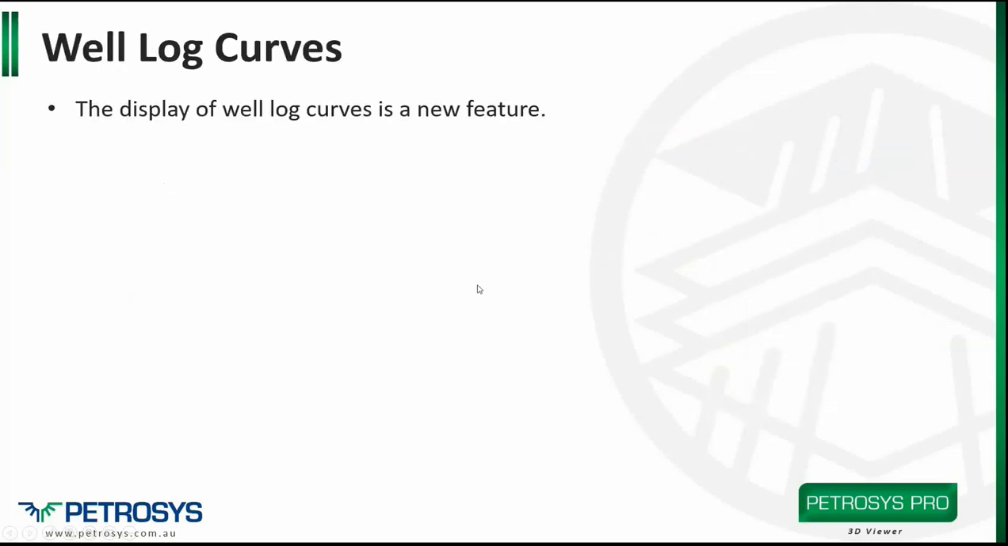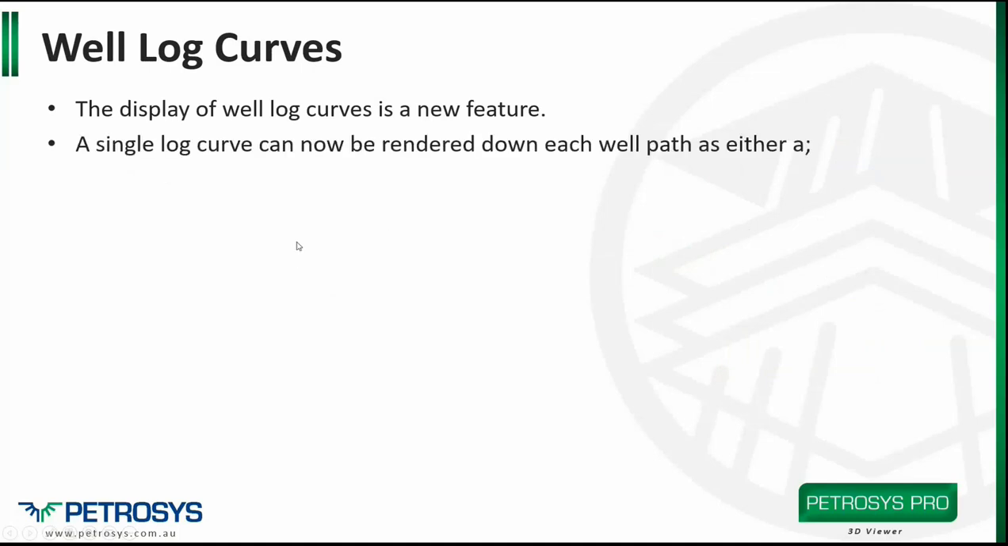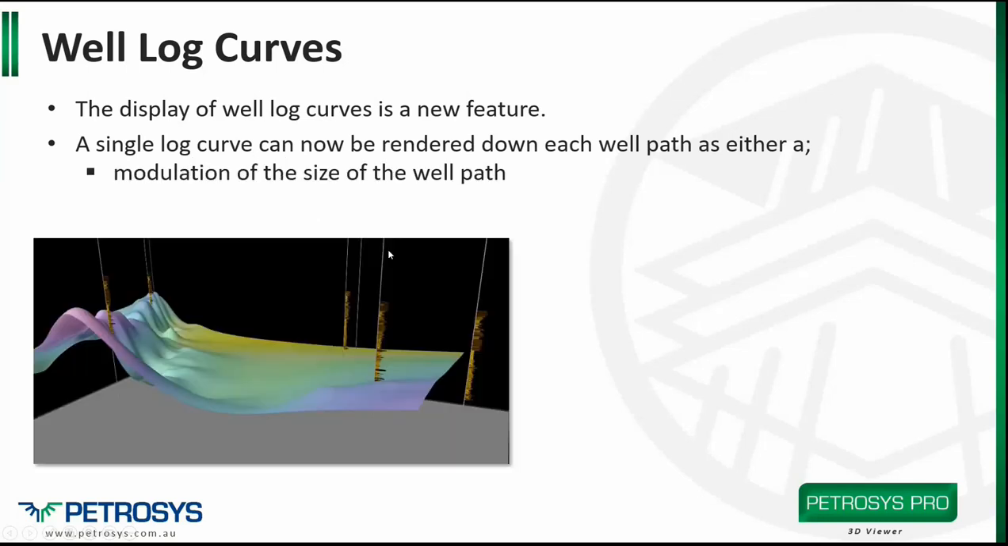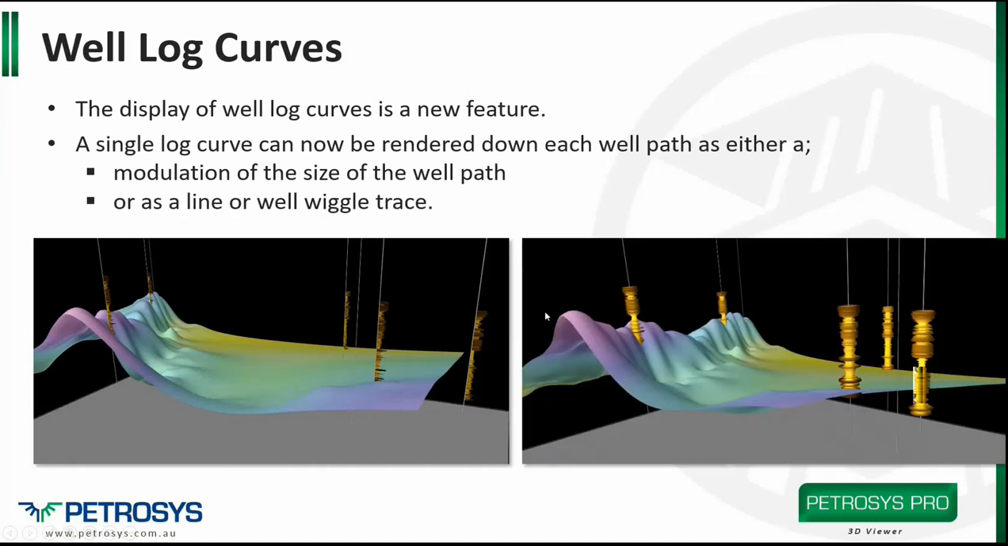We've implemented log curves. We've been able to display log signatures in Petrosys mapping for a while now, and we've added in that feature to be part of the 3D viewer. So a single log curve can now be rendered down each well path as either a trace down the side, which we can also decide the direction of orientation that we want that to be displayed, or we can also display it as one of the spherical wiggle traces as well.